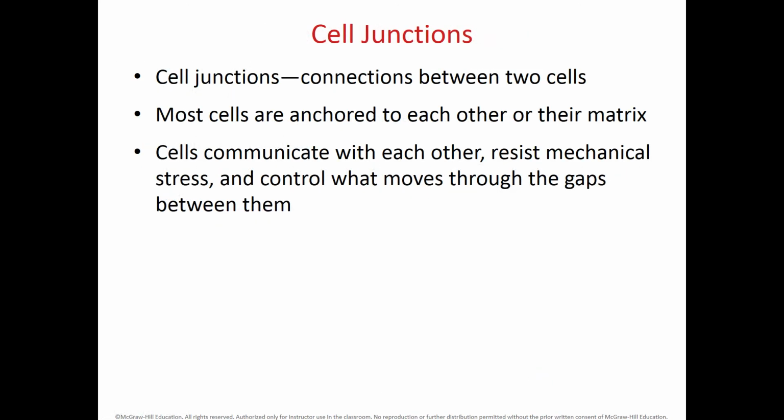Okay, so we talked already about all the different types of tissues. Now let's talk about the cell connections, which are called cell junctions. The cell junctions help to bring cells close to each other, or cells close to the matrix. Because of this, the cells are able to communicate with each other, to resist mechanical stress, and to control what moves through the gaps between them.